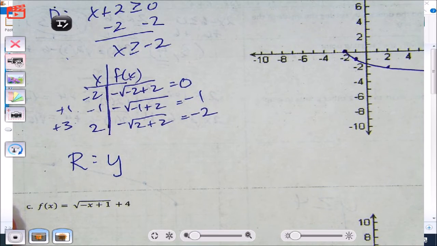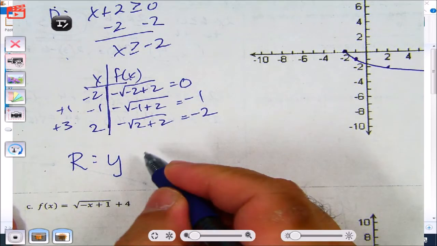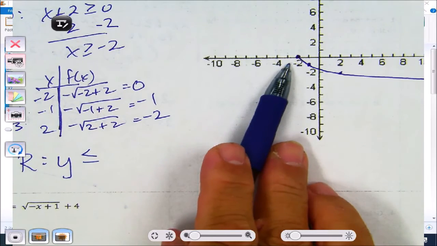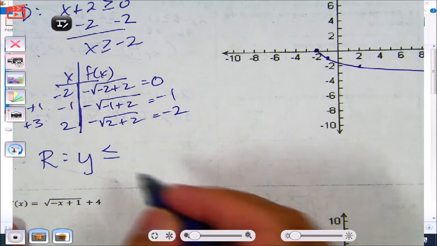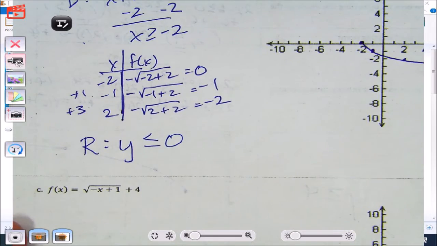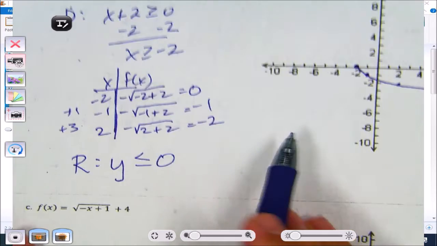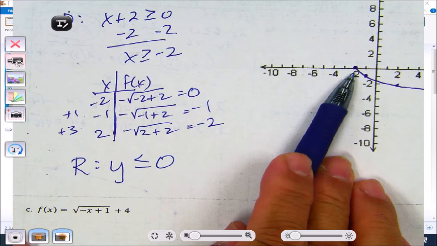Is it greater than? It is less than. So it's going down. This one's going down, so it's less than. Less than or equal to what? 0. Why is it less than or equal to 0? Right? Because the high point is zero, and it's going down from there.